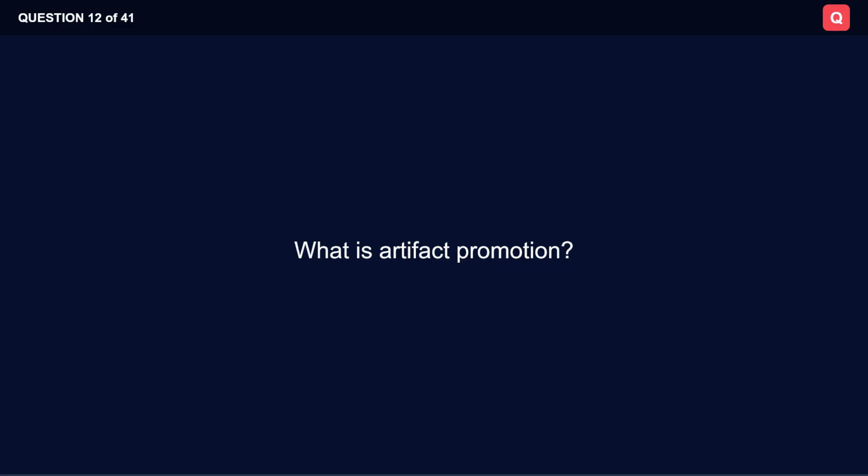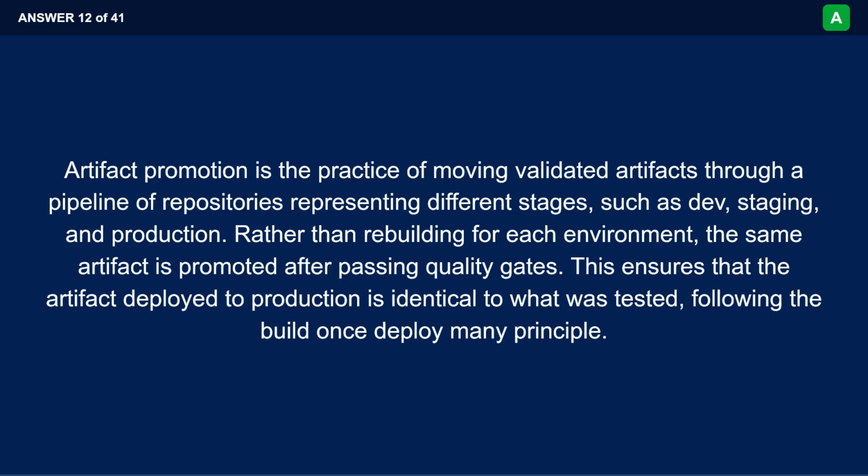What is artifact promotion? Artifact promotion is the practice of moving validated artifacts through a pipeline of repositories representing different stages, such as dev, staging, and production. Rather than rebuilding for each environment, the same artifact is promoted after passing quality gates. This ensures that the artifact deployed to production is identical to what was tested, following the build once deploy many principle.